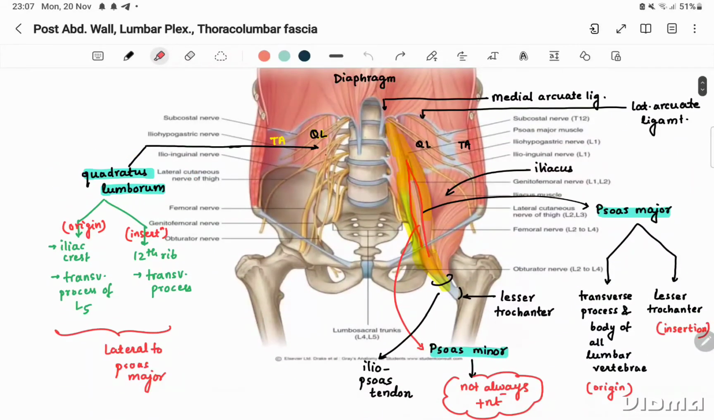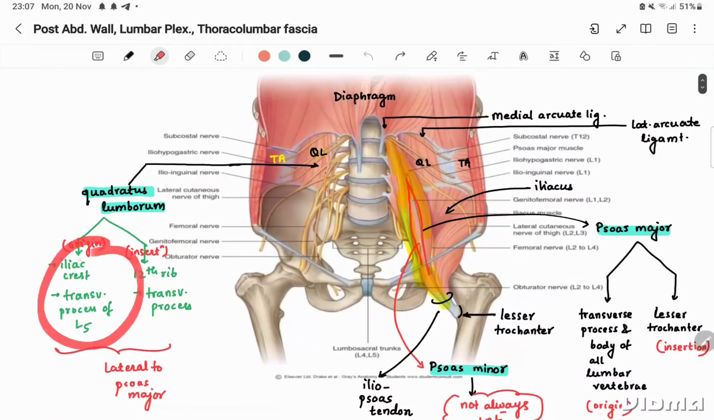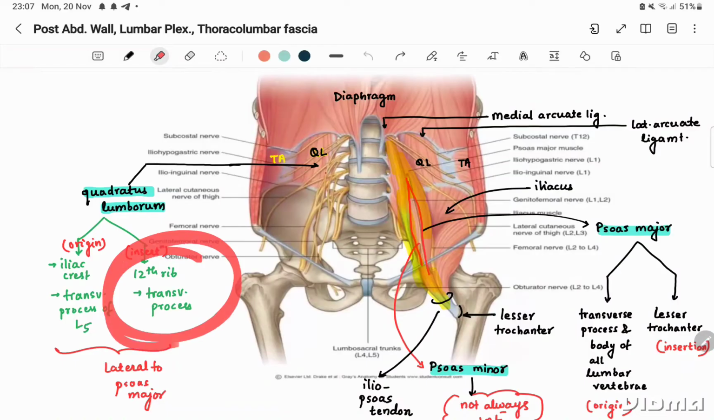So the quadratus lumborum, you can see the muscle here. It originates from the iliac crest and the transverse process of L5, and it inserts into the 12th rib, the transverse process of L1 and the 12th rib.